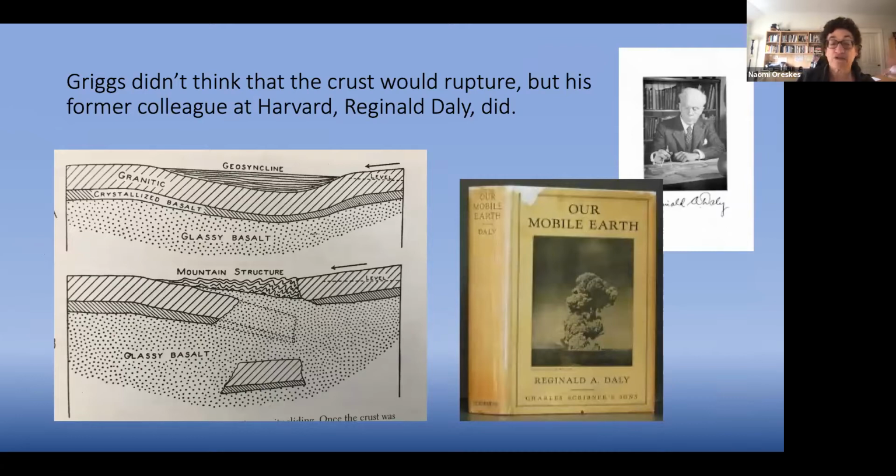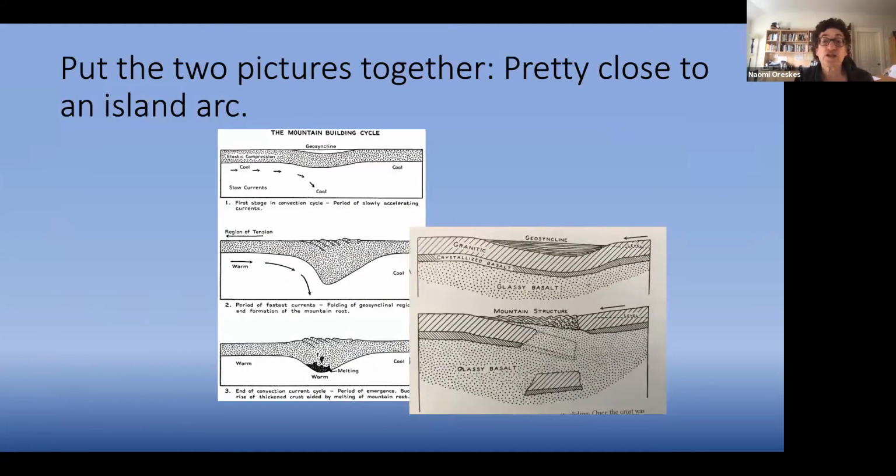Griggs didn't actually think that the crust would rupture, but his former colleague at Harvard, Reginald Daly, did. And this was a version of the picture that Daly had developed and published in 1926 in a book called Our Mobile Earth. Here you can see that in this model, the crust actually ruptures and part of the continental crust or the oceanic crust, depending, sinks back down into the mantle. So if you put these two pieces together, it's pretty close to what people in 1968 thought island arcs would look like.